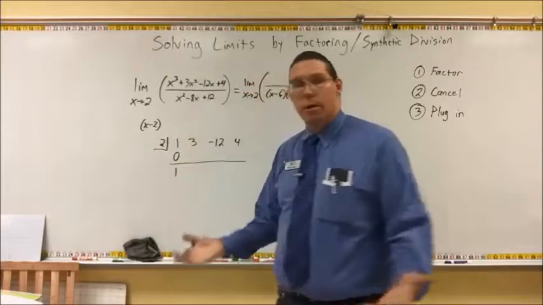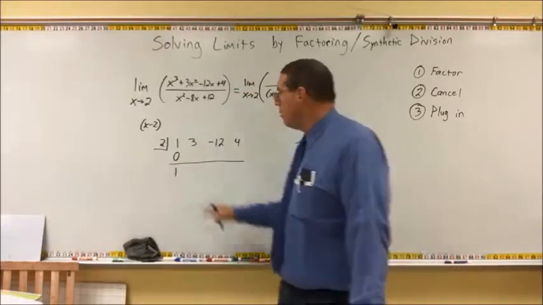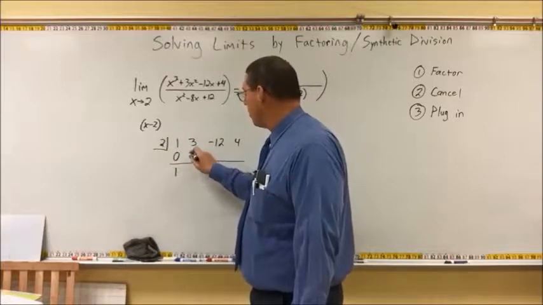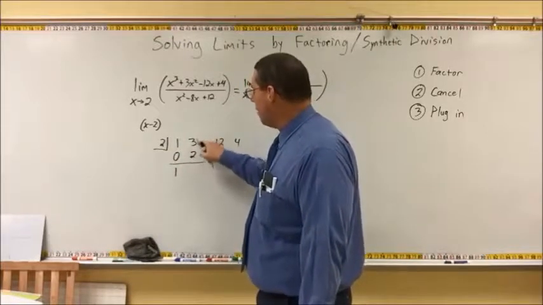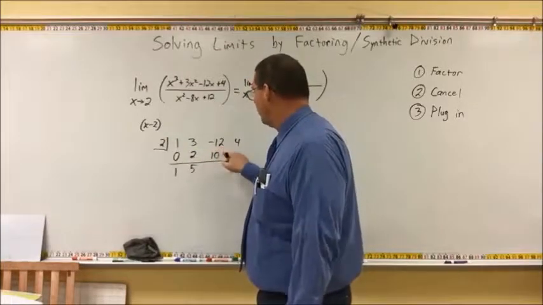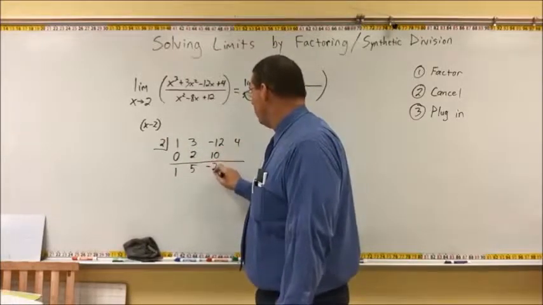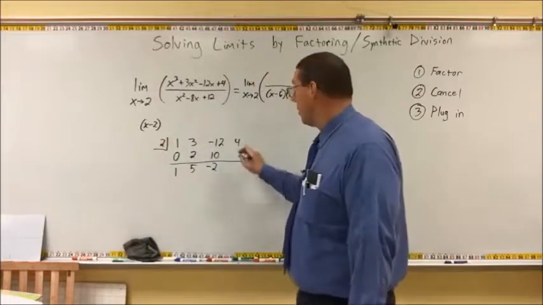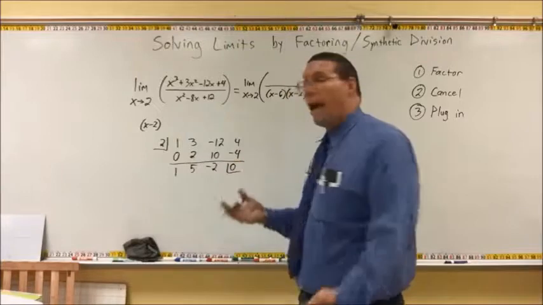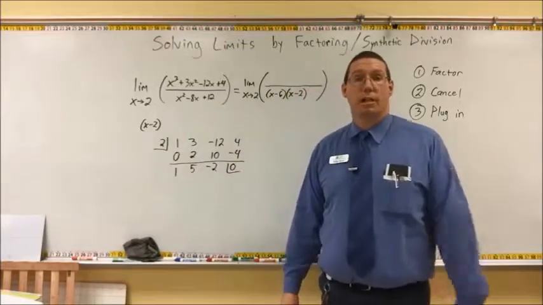1 plus 0 is 1. Okay? Then we multiply this number by 2. 2 times 1 is 2, and we put it under the next number. Then we add up and down. 3 plus 2 is 5. 5 times 2 is 10. 10 plus negative 12 is negative 2. And negative 2 times 2 is negative 4. And you guessed it, 4 plus negative 4 is 0. So we have a remainder of 0, just like I said we would.